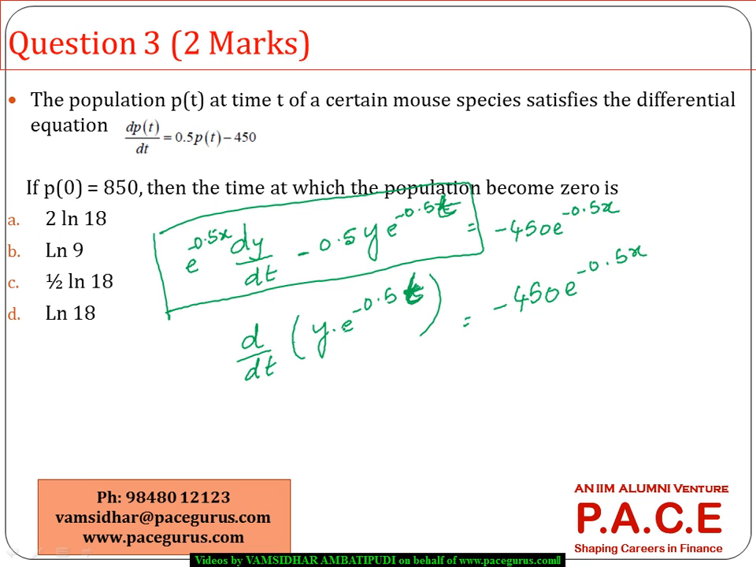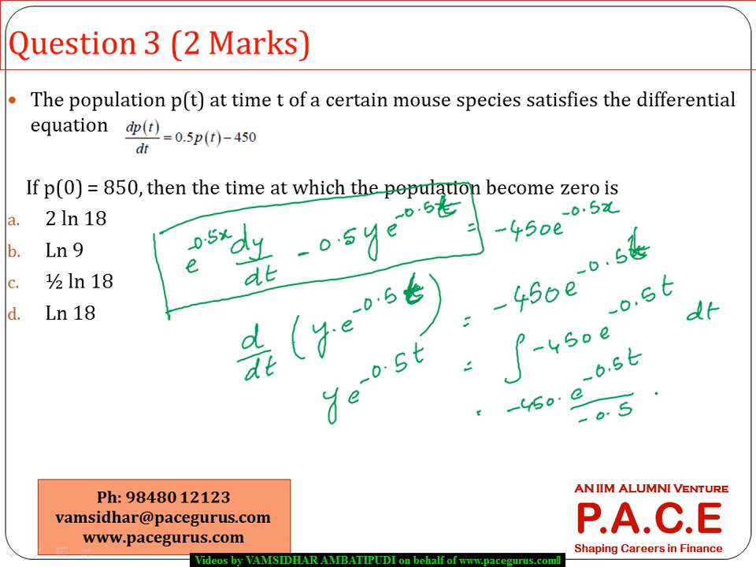We have discussed a similar problem in our reading material also. So if I want to expand it, e power minus 0.5 t, wherever x was there you please take it as t. So integral of minus 450 e power minus 0.5 t dt, which will work out as minus 450 into e power minus 0.5 t by minus 0.5 plus c. So overall working out to 900 into e power minus 0.5 t plus c.